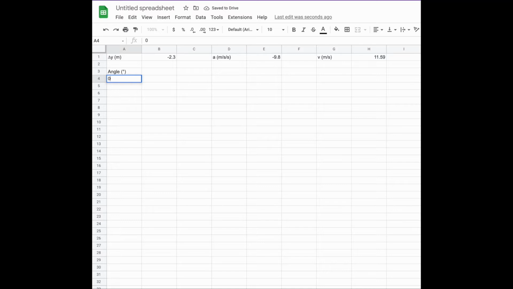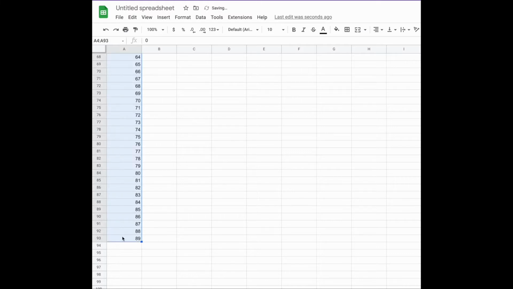We're going to start with 0, and then we're just going to increase it by 1 degree at a time. Don't type them all out, just do a couple of them. Highlight those ones that you typed in. Go to the bottom right corner where you see the little blue box and just pull down. Pull all the way down until you get down to about 89 degrees. We don't need to do 90 because we know that will go straight up and straight back down again. Okay, so that'll be about 93 rows, get you to 89 degrees.